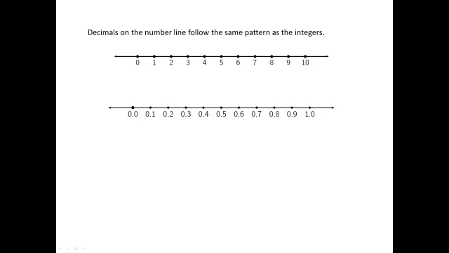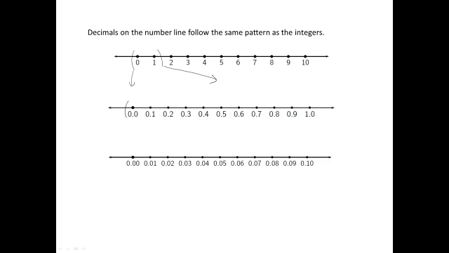Decimals on the number line follow the same pattern as the integers. By this we mean the following. Here's a picture of the number line going from 0 to 10. 0, 1, 2, 3, 4, 5, 6, 7, 8, 9, 10. The decimals, 0.0 to 1.0, all lie from here to here. So we can imagine zooming in onto this part, and we see 0.1, 0.2, 0.3, 0.4, all the way up to 1.0. So it looks a lot like counting from 0 to 10, 0, 1, 2, 3, 4, 5, 6, 7, 8, 9, 10.